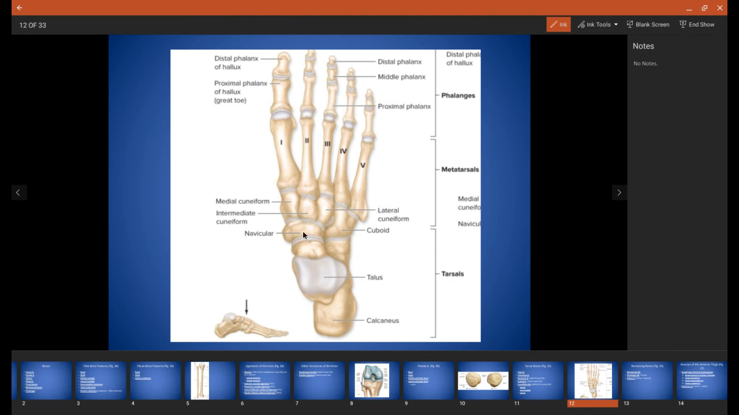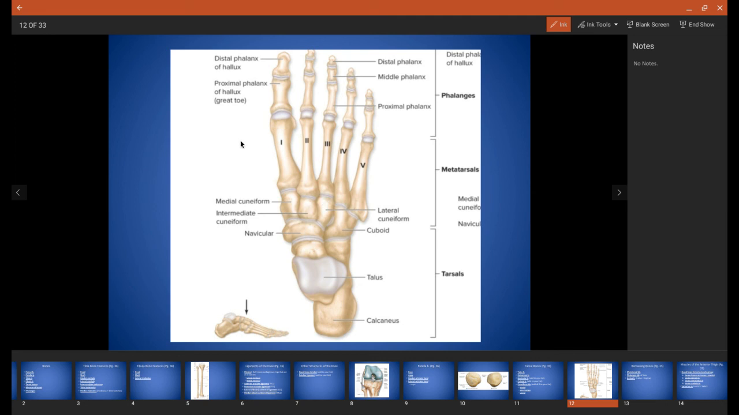That's it right there. Cuboid, block-shaped bone. And then our two cuneiforms are going to be right here with our third one outside. So starting on big toe side, this is medial, so medial cuneiform, intermediate cuneiform, and then the one that's out here on the outside is the lateral cuneiform.